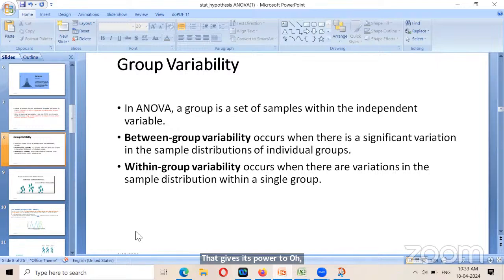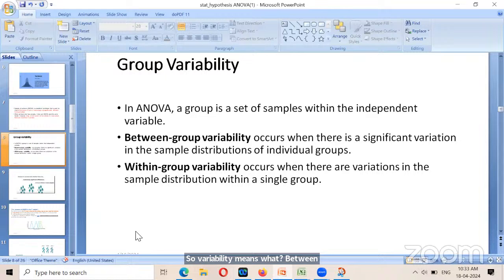Okay, how does it compare the groups? In two ways it compares. These are two very powerful techniques to compare the groups. One is between the group variability, and another is within the group variability. Okay, so between the group variability means what? Between the group and within the group, I'm sorry.